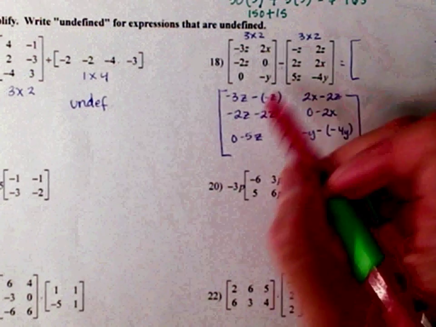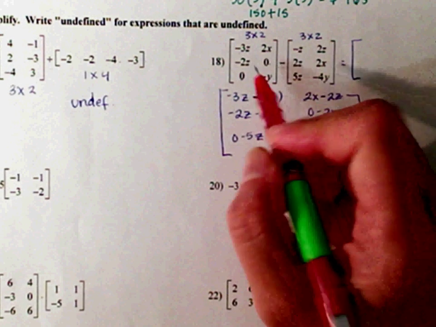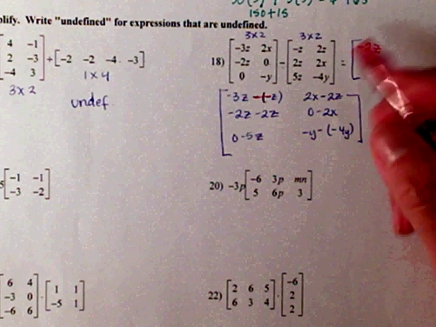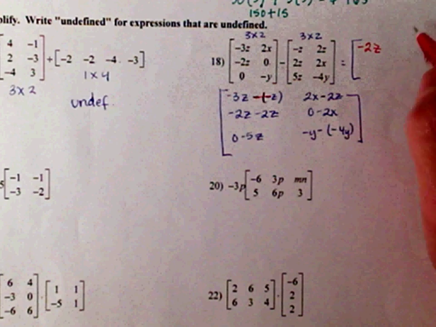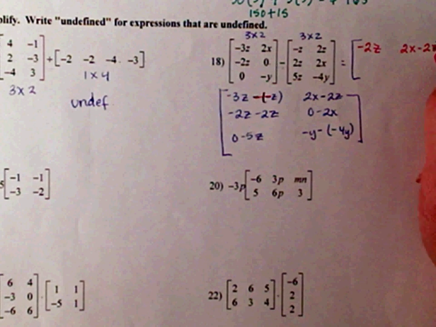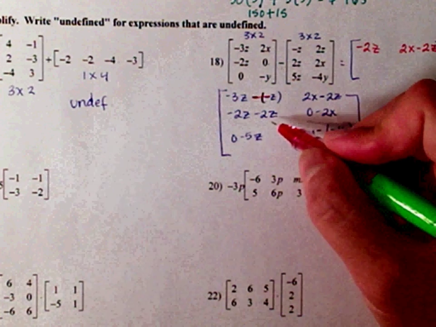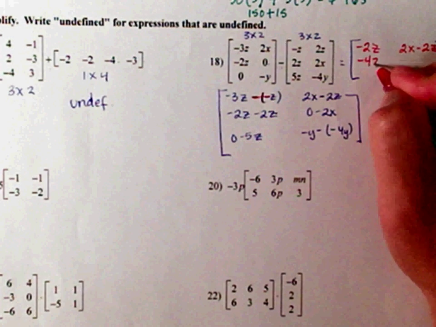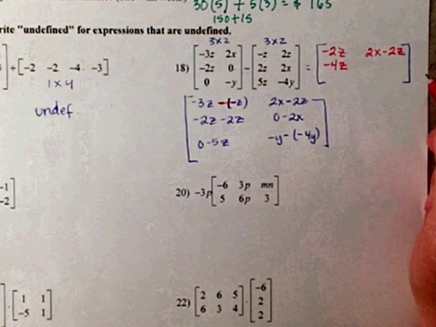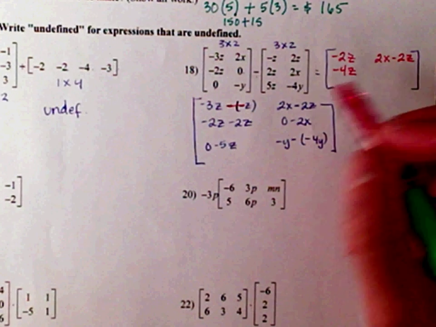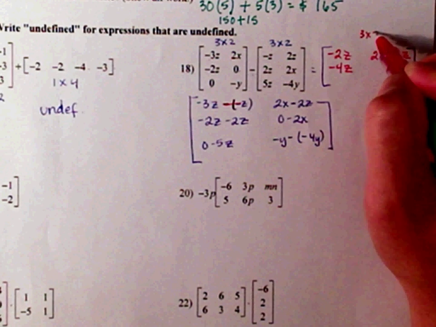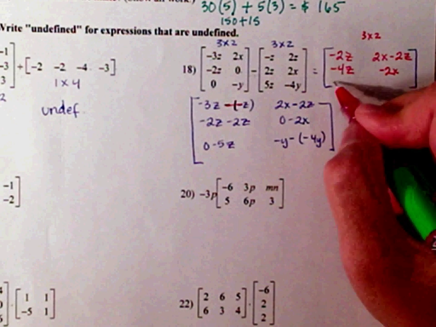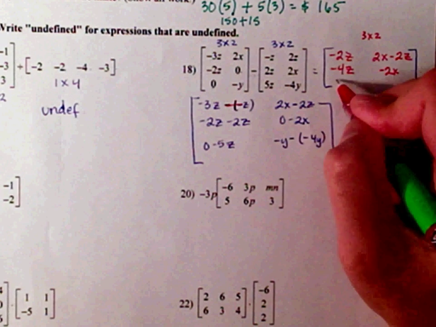So let's take a look. A negative and a negative becomes a positive, so negative 3 plus 1 is negative 2z. Next, these are not like terms. You can't combine them, so they stay just like they are. Second row, first column, negative 2z minus 2z is negative 4z. Okay? Second row, second column, remember your solution is going to be a 3 by 2. 0 minus 2x is negative 2x. Third row, 0 minus 5z is negative 5z.